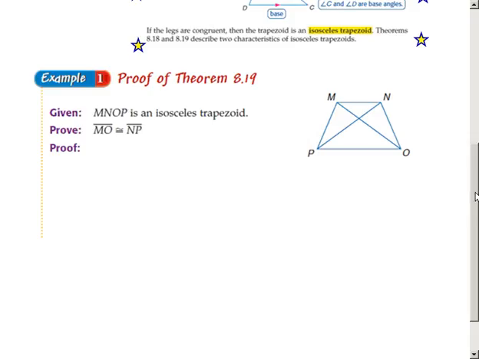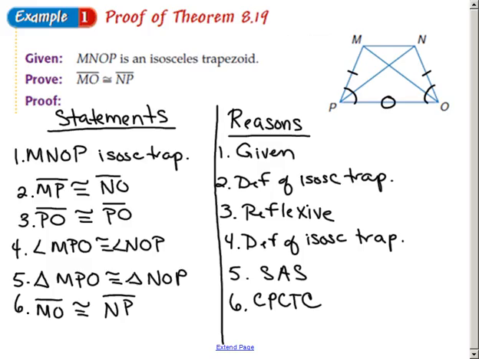Please take a few moments and allow the students to work on example 1. Here we are given that MNOP is an isosceles trapezoid and we'd like to prove that our segment MO is congruent to NP. These two segments represent diagonals in our trapezoid. Since we want to prove those segments congruent, that would have to be at the end of our proof.